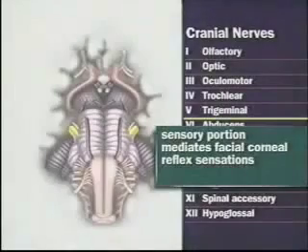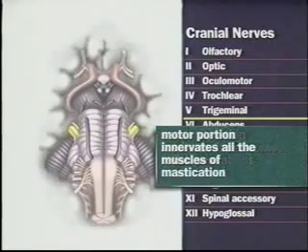The sensory portion of cranial nerve 5, the trigeminal nerve, mediates facial sensation and the sensory part of the corneal reflex. The motor portion of the nerve innervates all the muscles of mastication. I'm going to test the nerve's motor function. Ask the patient to clench and then relax his jaw while you palpate the temporal muscles and then the masseter muscles. Note the strength of muscle contraction.